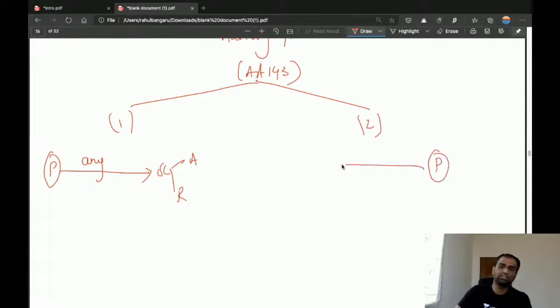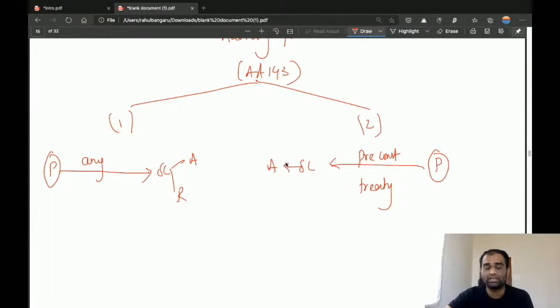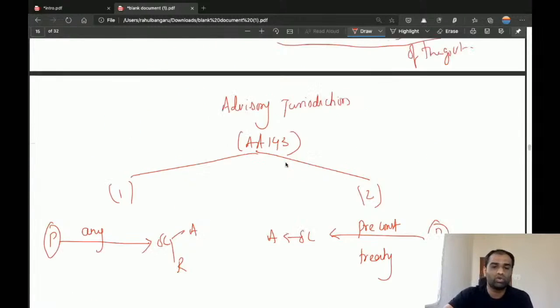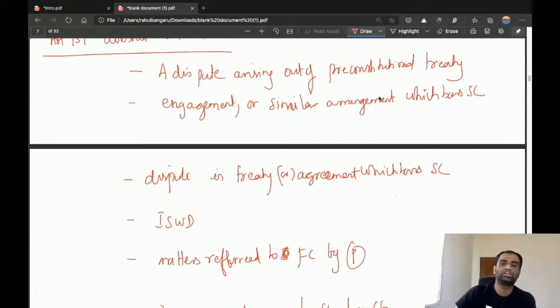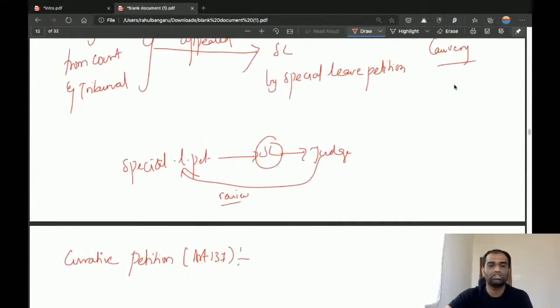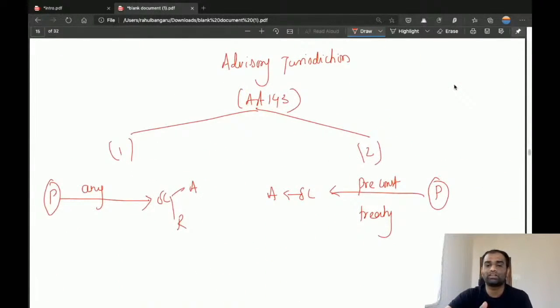But if the President refers a matter regarding a pre-constitutional treaty, then the Supreme Court has to compulsorily accept this particular case. Now, why pre-constitutional treaty? See, in Article 131 itself, I have explained that a dispute arising out of a pre-constitutional treaty is exempted from the original jurisdiction of the Supreme Court. So if there is any dispute regarding that, there is no other way to get the opinion of the judiciary of India regarding a pre-constitutional treaty except by using advisory jurisdiction. So that's why the Supreme Court has to compulsorily accept this matter.